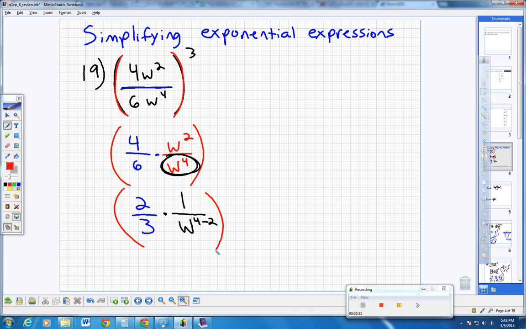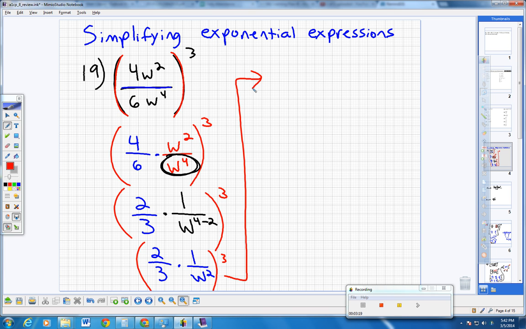Again, we still have this raised to the third power. So in my next step, I have 2/3, and then multiply by 1 over w squared. Still have to cube it. I'm going step by step. Some people might want to go ahead and rewrite that. And again, I'm showing a lot of steps here. I certainly don't expect you to show this many steps, but if you can show this many steps, that's a great thing.